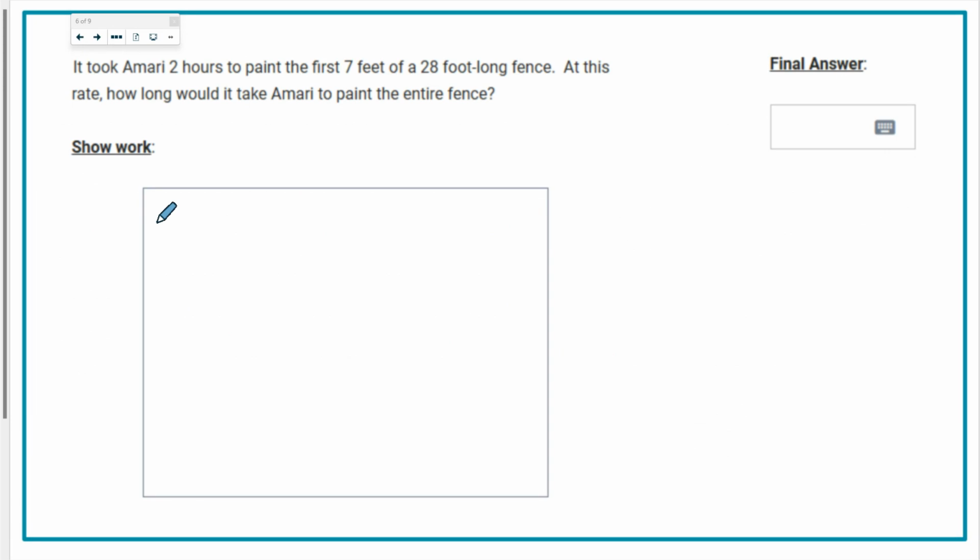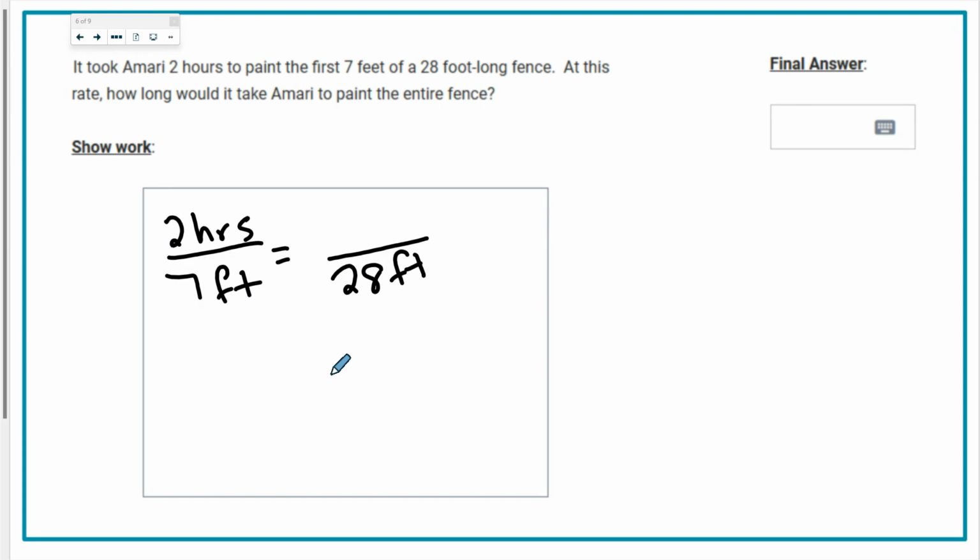Amari took 2 hours to paint 7 feet of the 28-foot-long fence. At this rate, how long would it take Amari to paint the entire fence? Okay, so it took her 2 hours to paint 7 feet. But the whole fence is 28 feet. So we want to figure out how long it would take to paint the whole fence.